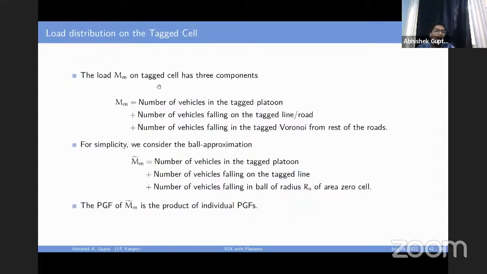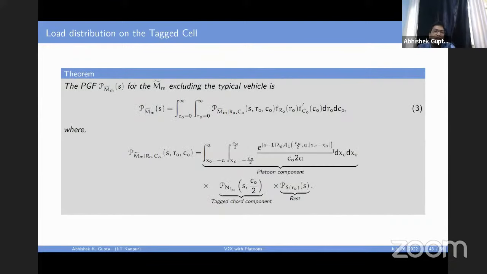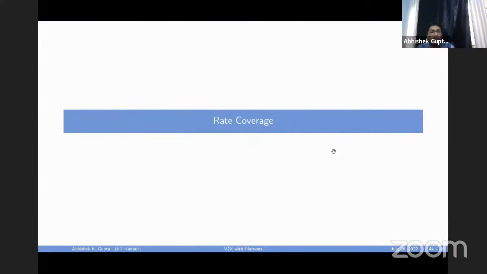So this load on a tagged cell will be dependent on three things. One is how many vehicles are there in the platoon. So you are fixing one user, right? So once I fix one user, the user may belong to one platoon. So that load will add up. The user may belong to one line. The load of that line will add up. And then all the vehicles which are in the rest of the roads, that will also add up. So using similar techniques and approximation, you can also compute this one, right? And I cannot talk about this equation, but basically you get the load distribution on the tagged cell also.